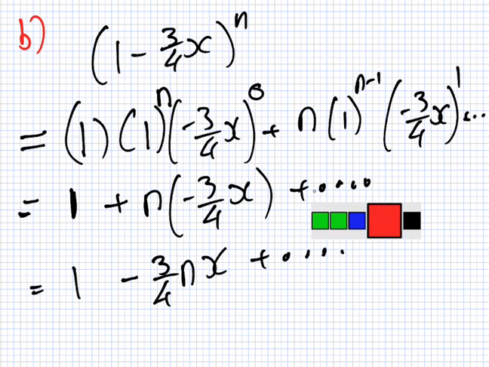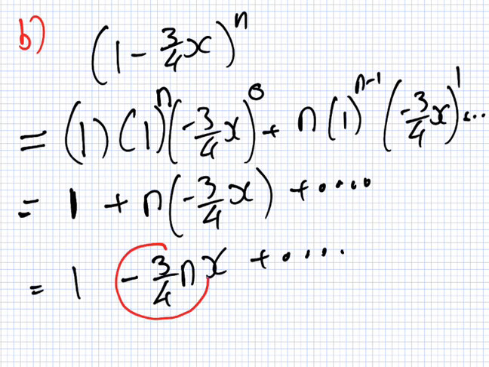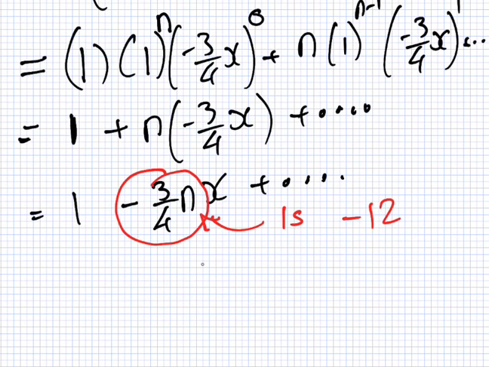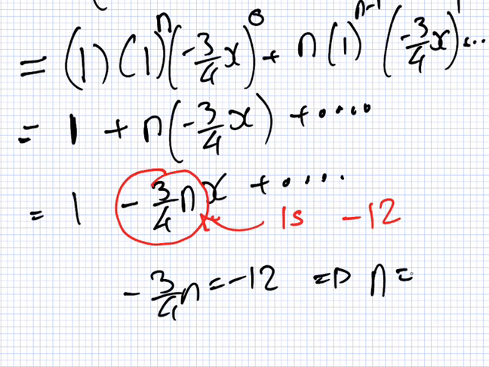They tell you that this here is minus 12. That means we can work out what the n is, because if that's minus 12, then n should equal minus 12 divided by minus 3 over 4. So we'll just get the calculator out. 16.